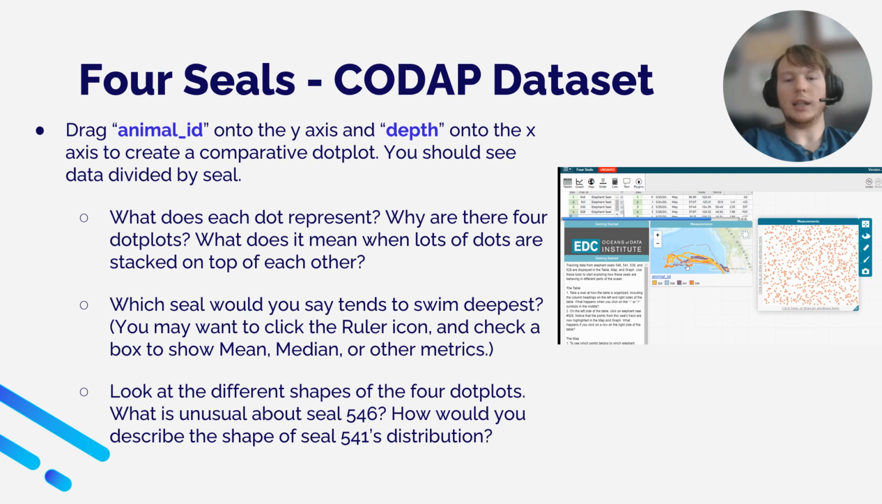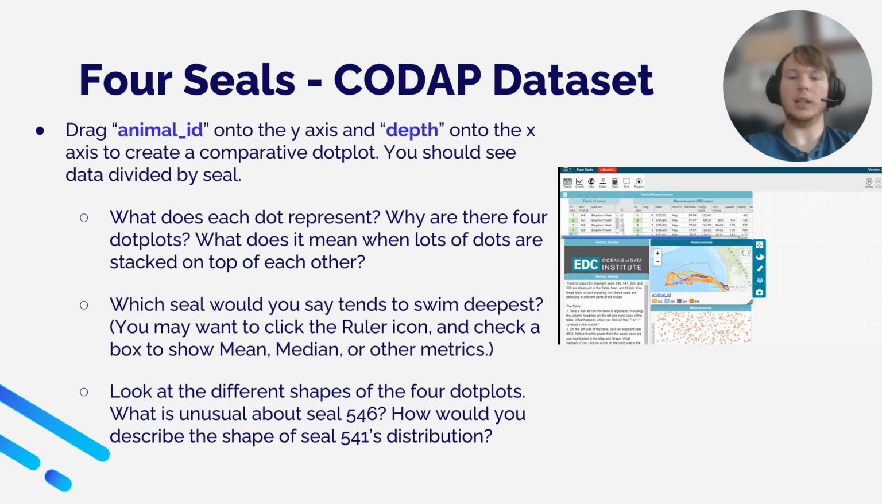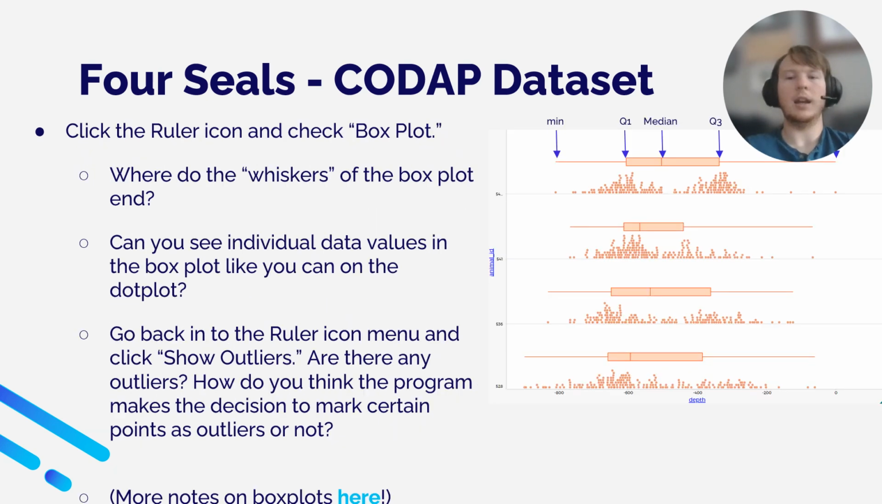As students are looking at the different shapes of the 4 dot plots, we want to focus their attention on seal 546 and 541, and you'll see those come back up in the GIF in just a second. So one of these is bimodal, the other one is skewed pretty seriously to the right, and we want students just to be able to recognize those.